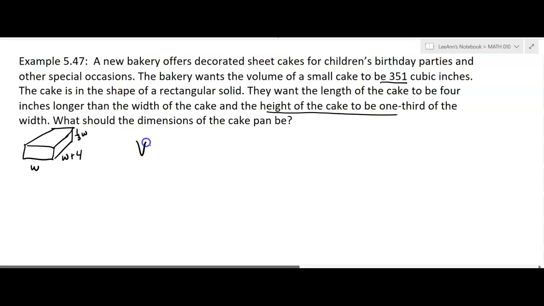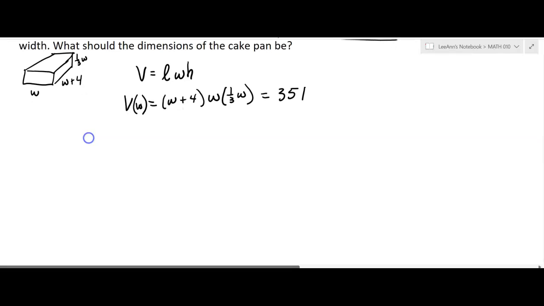So volume of a rectangular solid is length times width times height. Our length is W plus 4. Our width is the width. And then the height is 1/3 W. And that's the volume in terms of W. But we want this to equal 351. Okay, we want the volume to be 351.